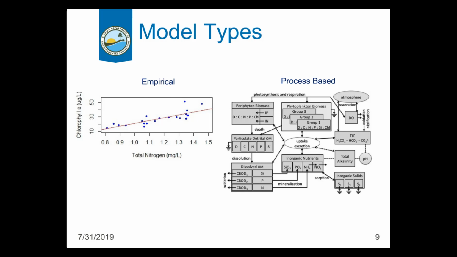But the fundamental difference is: are you predicting the world based on things you see in your system in an empirical relationship, or process-based, which is based on literature relationships that you then tune for the system you're working in?